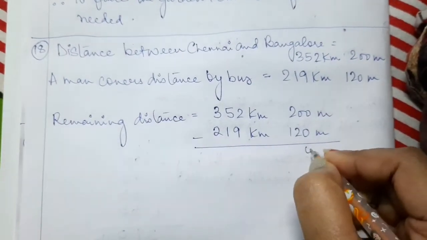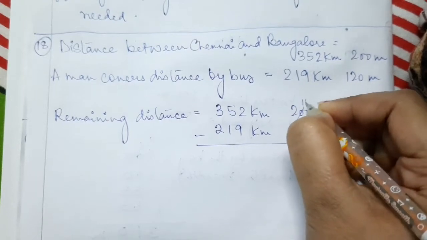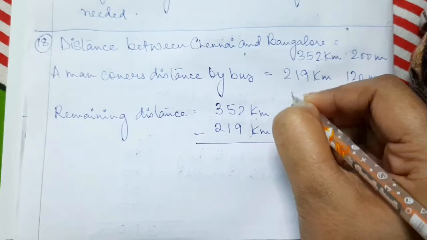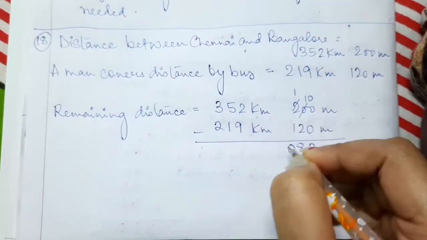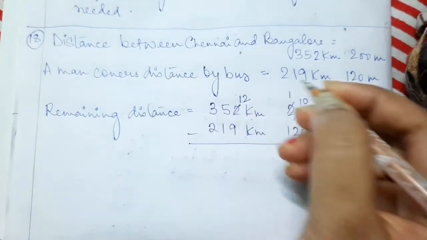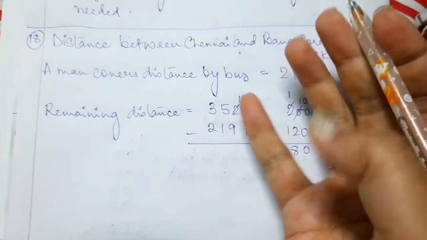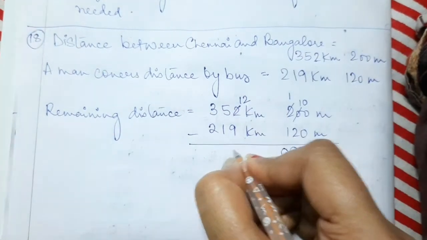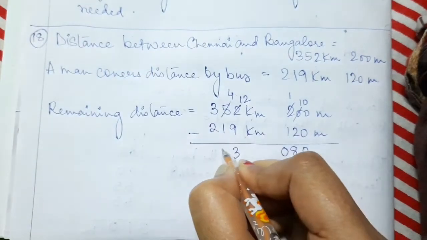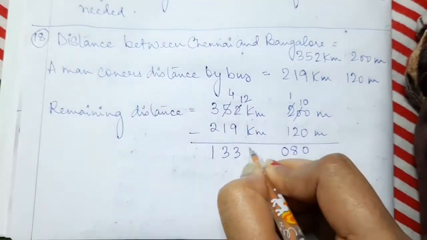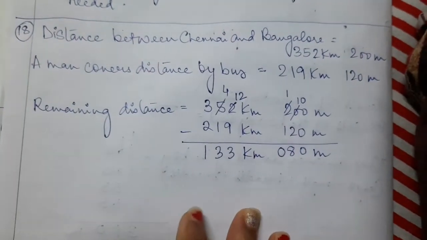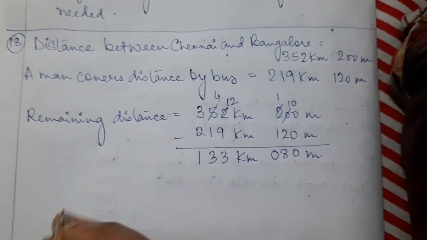0 0 0, this 0 will become 10. 2 minus 10 is 8. This 2 gave this 0 1, so this will become 1. 1 minus 1 is how much? 0. Okay, now again this will become 12. 9, 10, 11, 12, 3. This will become 4. 1 minus 4 is 3. 3 minus 2 is 1. So 133 kilometer 80 meter. 133 kilometer 80 meter. Now let's write the concluding statement.